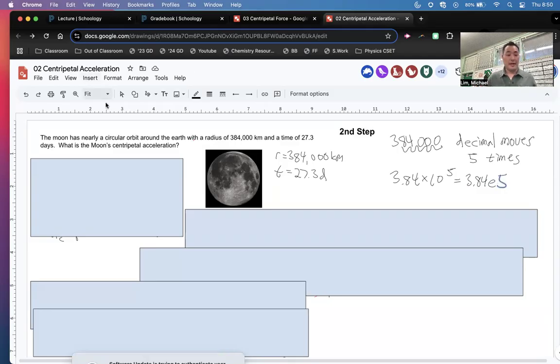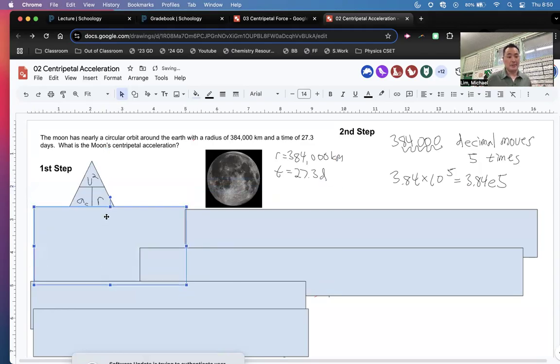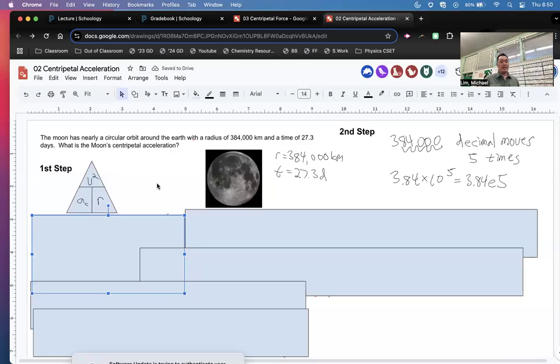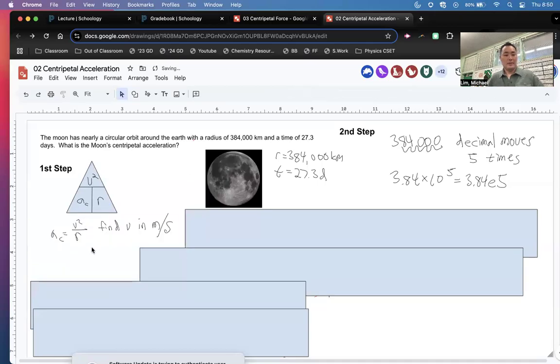All right. Let's use our new triangle from yesterday to calculate how fast that moon is coming at us. So AC is under V squared and next to R. If you want to find centripetal acceleration, you divide V squared by R. If you want to find V squared, you multiply AC times R. And if you want to find R, it's V squared divided by AC. A lot of you did that successfully in the warm-up yesterday. But we're not trying to find V squared, and we're not trying to find R. We're trying to find AC. So let's rewrite that as AC equals V squared over R.